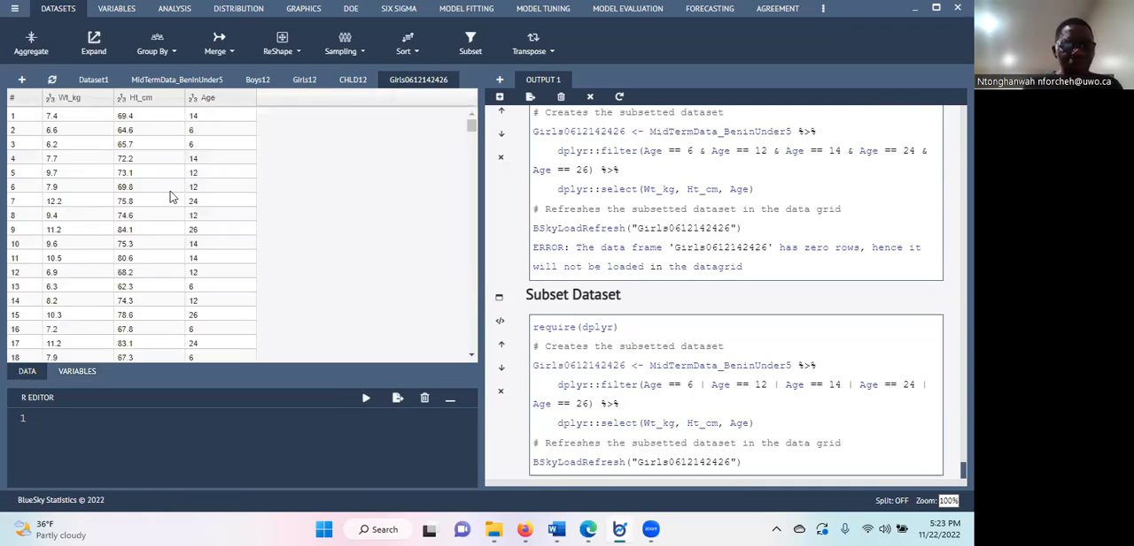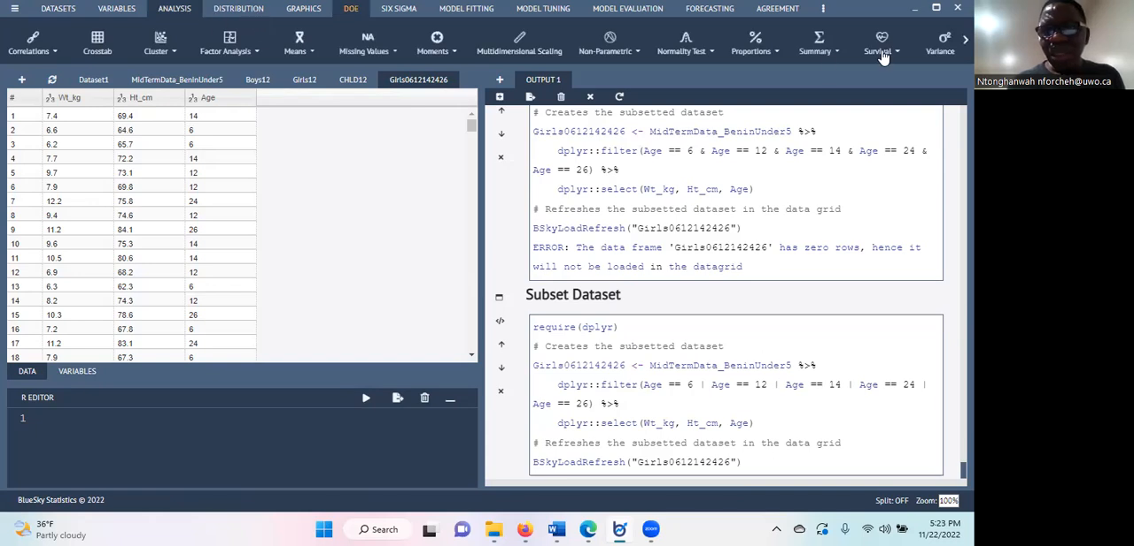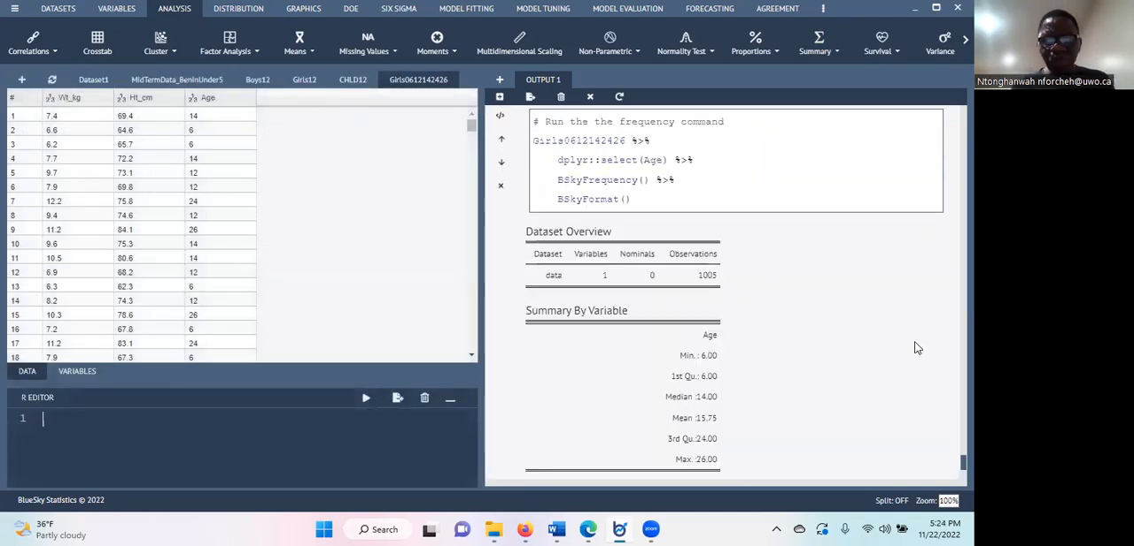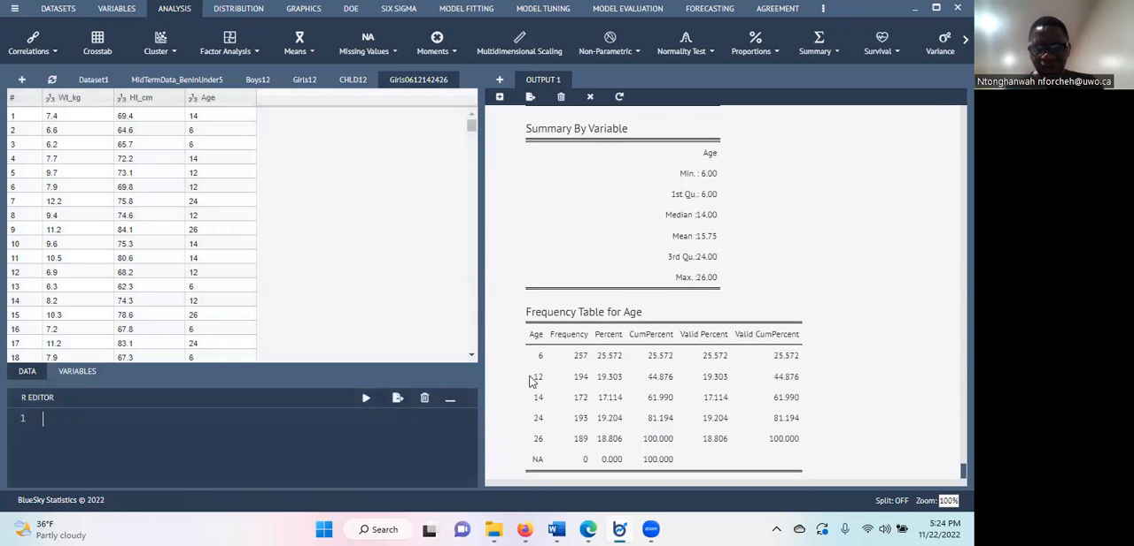The data set has been generated. The data is there. Just check to see that indeed that's what we generated. Let me do frequency analysis: go to analysis, summary, frequencies, and we're going to take just the age and see that we have 5 age groups. 6 months, there are 257 of them. 12 months, 194, and so on. In 6 months, 187. So the sample sizes are fairly high. I think I selected all the children, or were they girls?